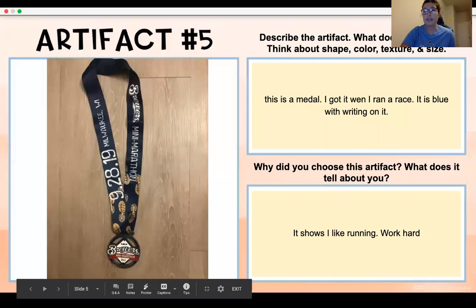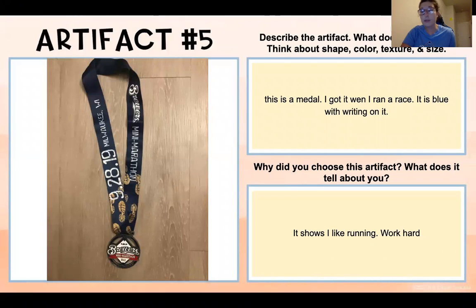So here's my first example. On the left is the picture of my finisher's medal. And in the first box on the right, for describing the artifact, I wrote, "This is a medal. I got it when I ran a race. It is blue with writing on it." For the box about why I chose the artifact, it shows I like running, work hard.